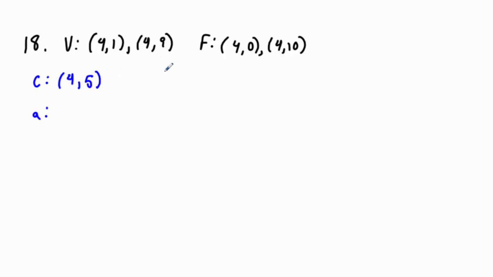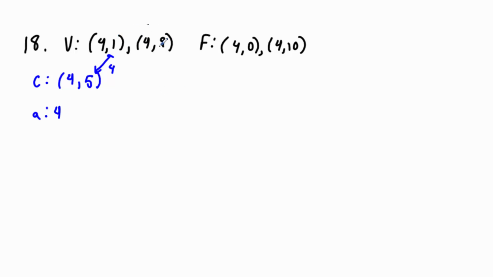Our vertices tell us A. Our vertices are A away from the center. How far is it from 4, 5 to 4, 9? Or from 4, 5 to 4, 1? It's the same distance to both because 4, 5 is halfway. It's 4 between those. So A is 4.